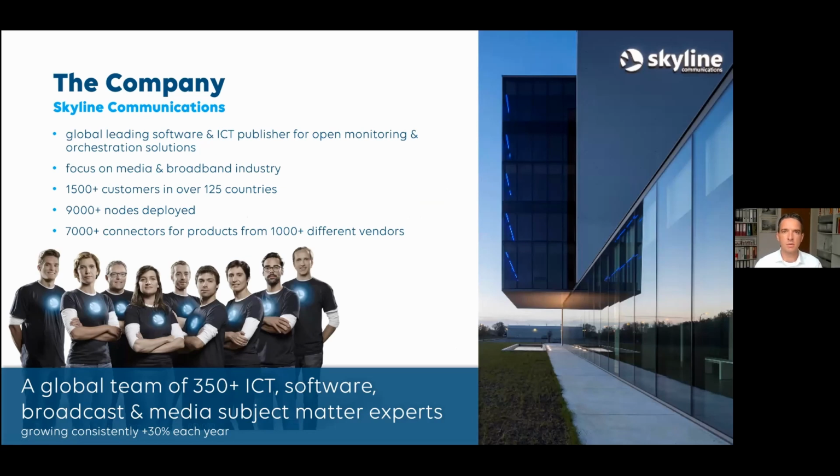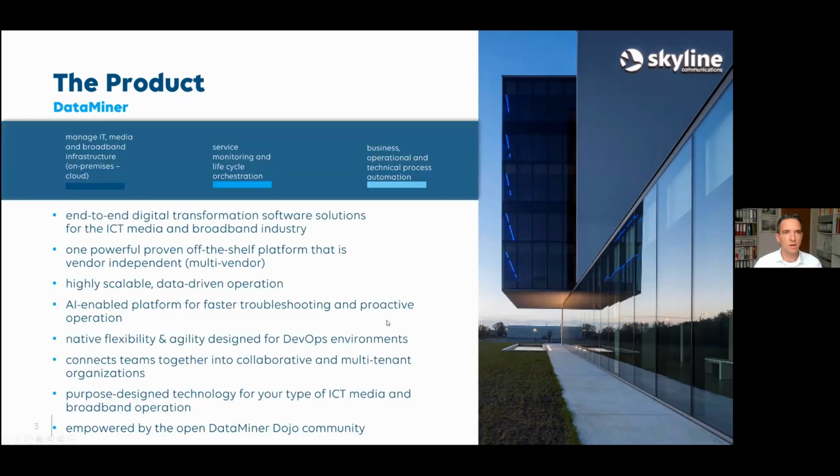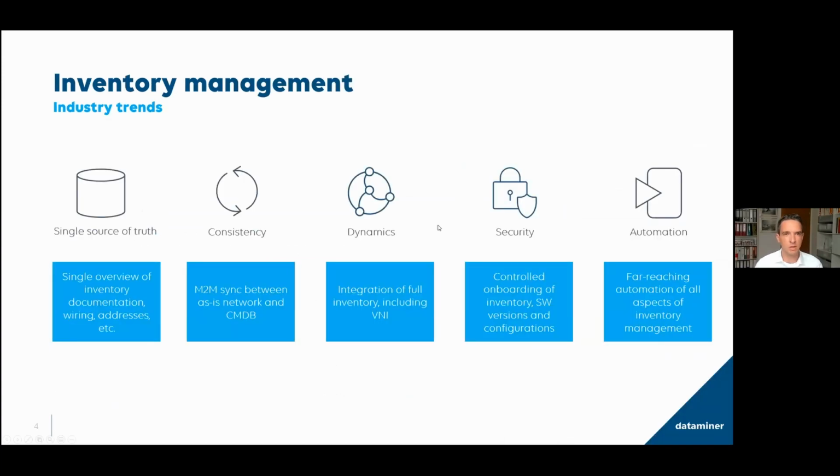We are a software house. We are doing open monitoring orchestration solutions. We have a global footprint out there, about 350 people working for the company. What are we doing? We have one product only. It's called DataMiner. It's actually an off-the-shelf platform, a vendor-independent one, and we manage IT, media, broadband, broadcast infrastructure, can be on-prem, can be in the cloud. And we are very active in what we call service monitoring and lifecycle orchestration. And the third pillar is about managing processes, business, operational, technical processes. And one of those, and this is what we want to talk about today, is inventory management.